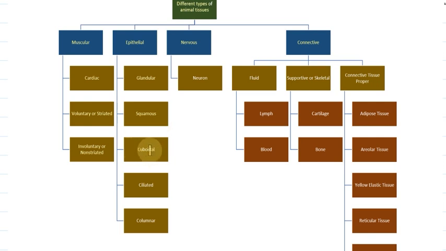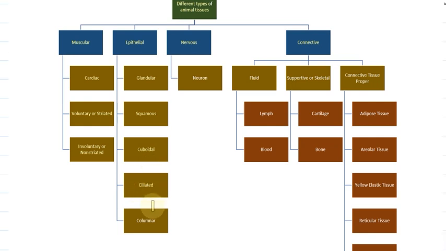Then there are cuboidal epithelial tissues. They consist of cube shaped cells and are found in the lining parts of body like kidney tubules, walls of respiratory bronchioles, etc. Then there are ciliated epithelial tissues.